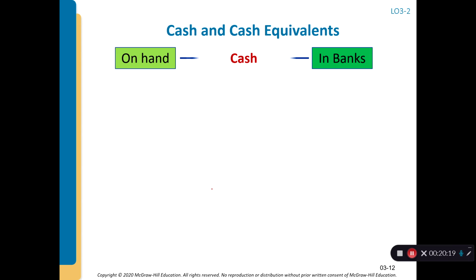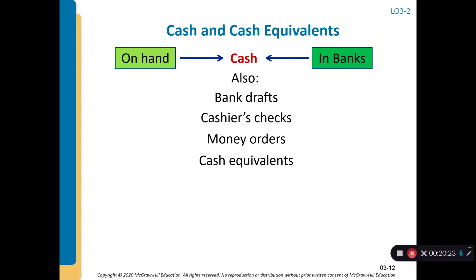So let's start from the beginning, right? So start from cash and cash equivalents. The most liquid asset in the current asset section is cash or cash equivalents. Cash includes cash on hand, like lying around in your company, or cash saved in the bank. And it can also mean bank drafts, cashier's checks, money orders, or cash equivalents.